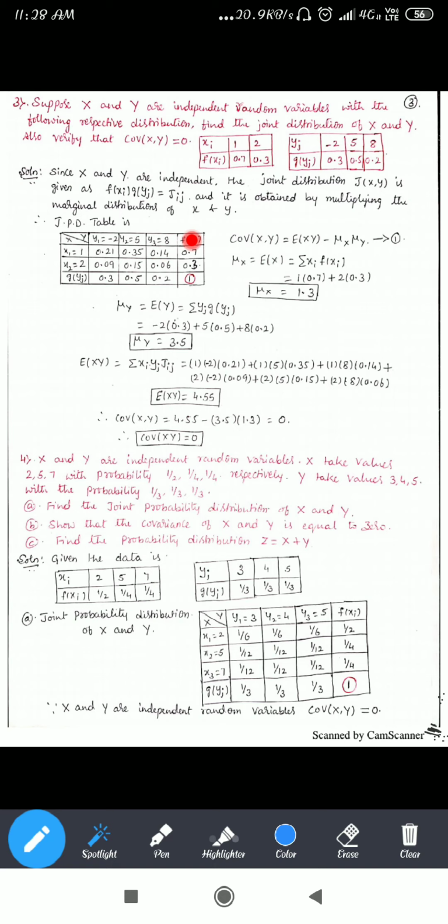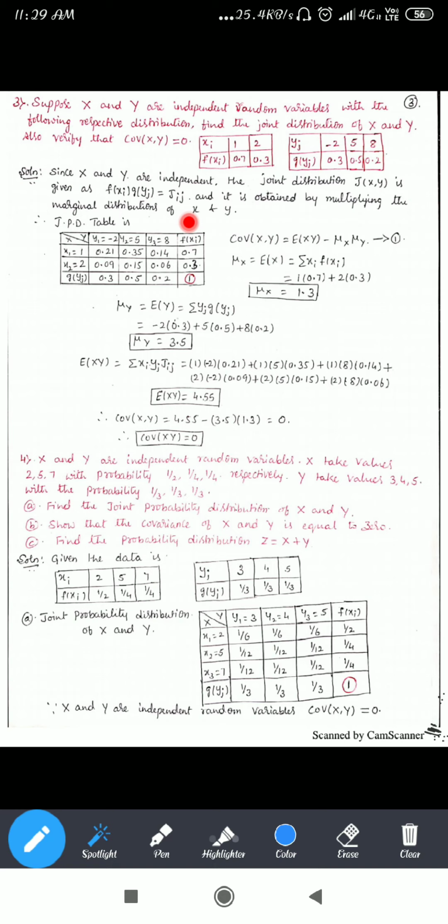First we have to find E of x. E of x means x1 f of x1 plus x2 f of x2. Only two values are there. Just add them and you will get mu x. Then E of y is the same thing, with three terms. E of xy we know already. So substitute all these things in the covariance formula, and yes, you will get 0. Hence it is verified. The main thing is how to find this JPD. That is very, very important in this third problem.